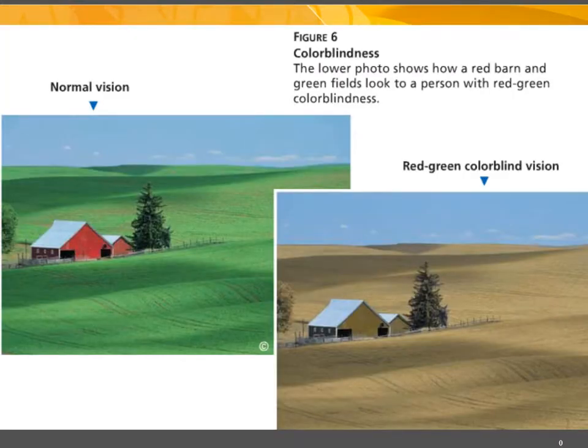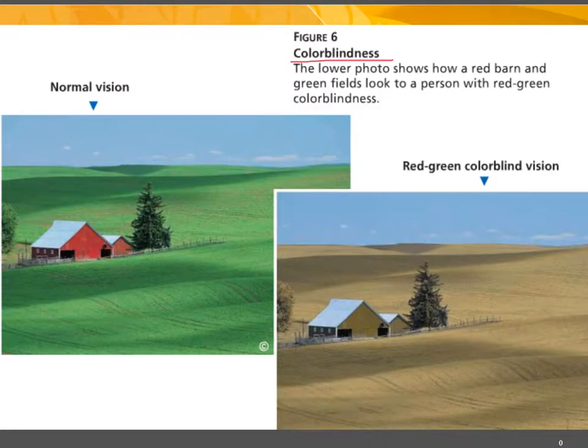One not very horrible sex-linked disorder is color blindness. The red-green color blindness allele is on the X chromosome, and so boys that are colorblind are receiving that X chromosome from their mother.